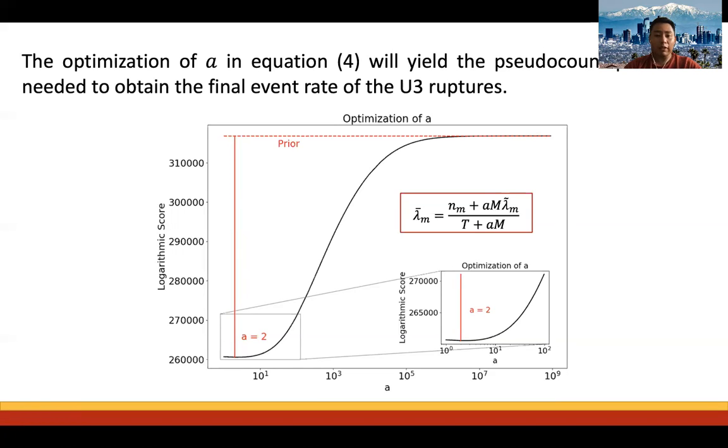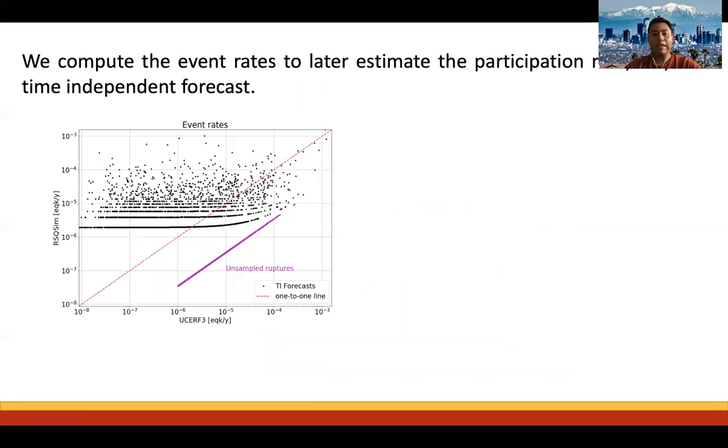We use that value for computing the event rates, which are represented in this plot. In the horizontal axis, we have the user 3 event rates versus the RSQ-SIM event rates in the vertical axis. We have this red dashed line, which represents the one-to-one line. If the calibration hadn't done anything to our rates, these rates would be the same. These rates would be concentrated along this line.